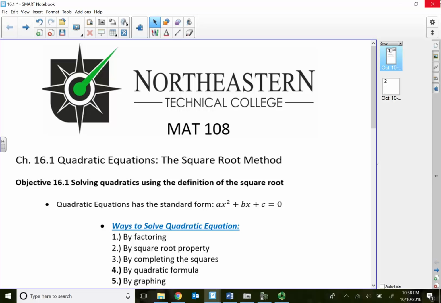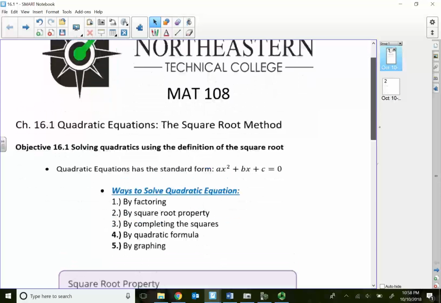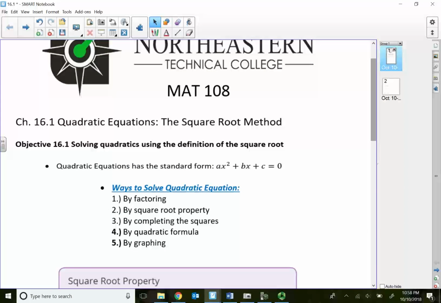Come to module 16. This is our very last module for Math 108. So in this particular section, 16.1, we're going to talk about solving quadratic equations using the definition of square root. Basically, the three sections we have in module 16 are about solving quadratic equations.